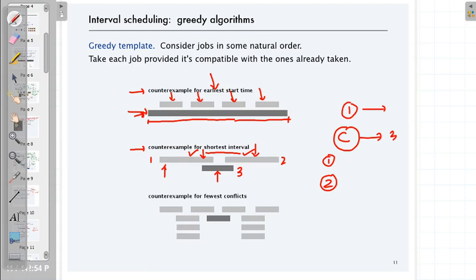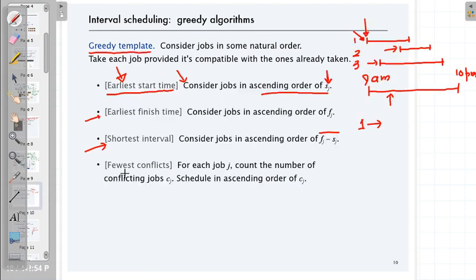Another template we can consider is fewest conflicts. For each job J, count the number of conflicting jobs Cj it has, the number of jobs it conflicts with, and schedule in ascending order of that Cj. If I have the lowest number of conflicts, I may be selected earlier. That is the idea.